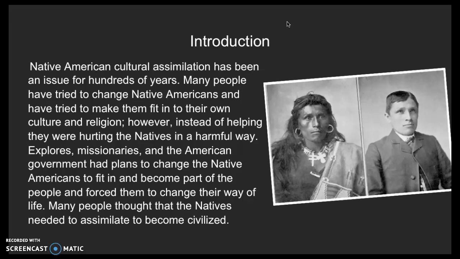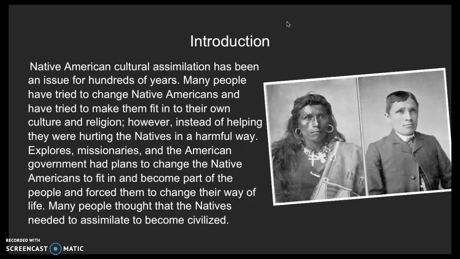Native Americans have been culturally assimilated for hundreds of years, and this has been an issue. Many people have tried to change Native Americans and make them fit into their own culture and religion, such as missionaries going to Native American reservations and tribes and trying to enforce Christianity.